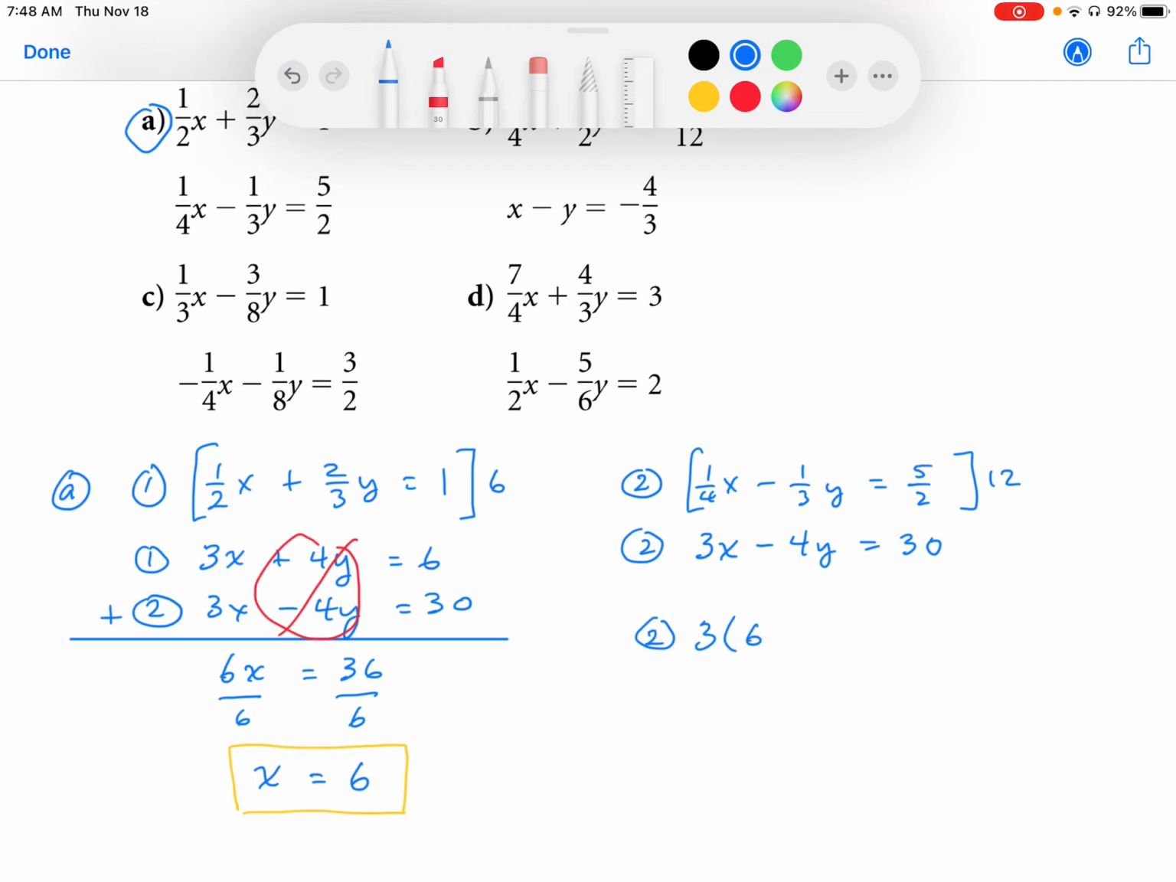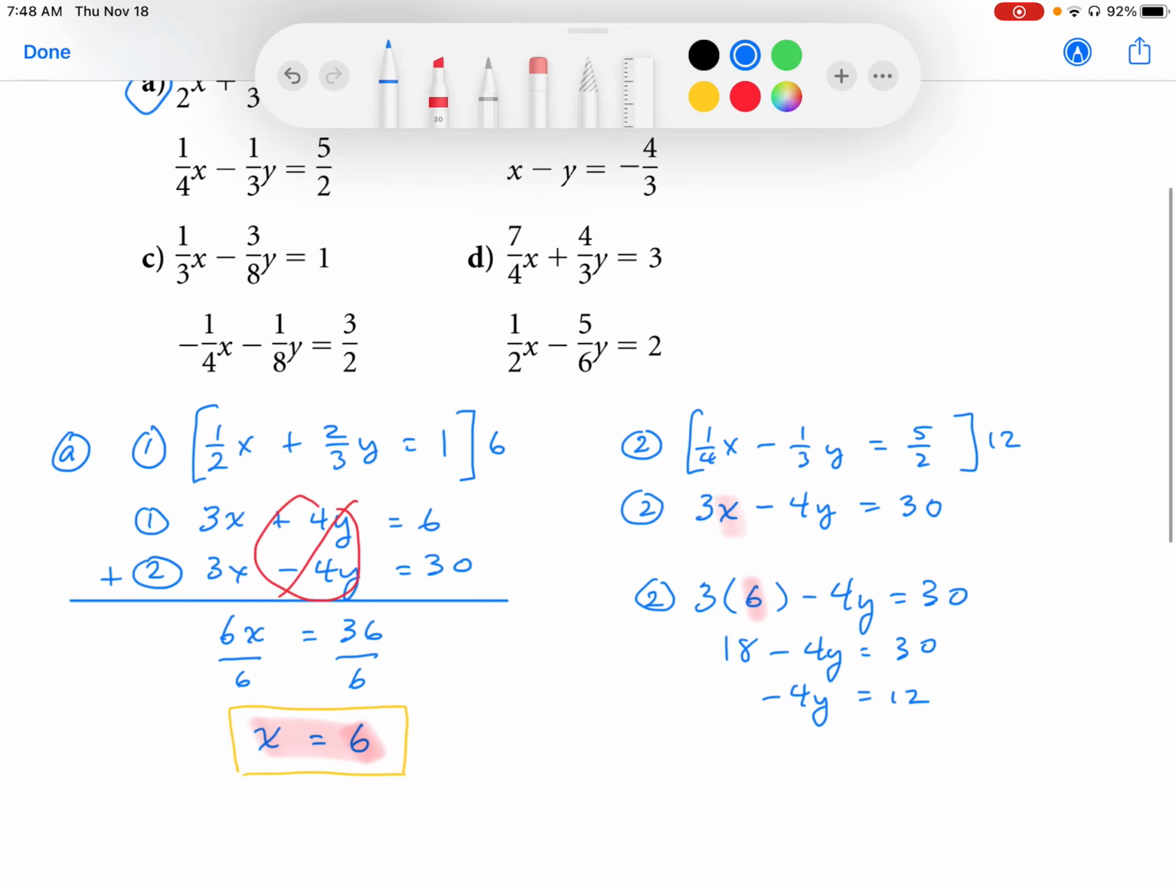So I get 3 times x. Well, we solved x is 6. So that 6 here ends up as a 6 here, because I'm replacing that x. Minus 4y equals 30. So 18 minus 4y equals 30. Solving for y, subtract 18 from both sides. I get positive 12. Divide by negative 4. The answer is going to be negative. 12 divided by 4 is 3. So there is my solution to that one.